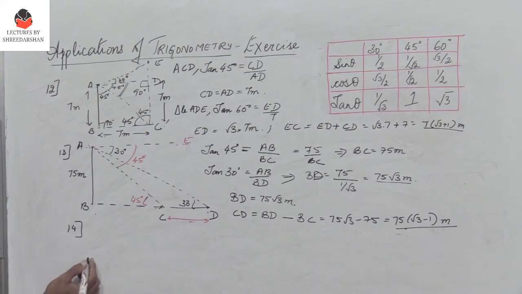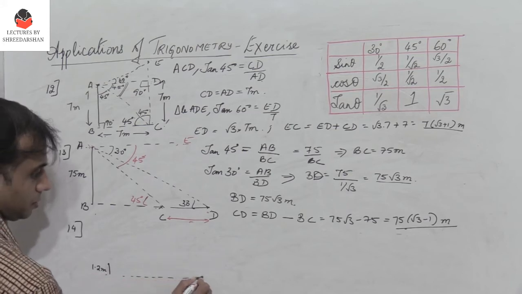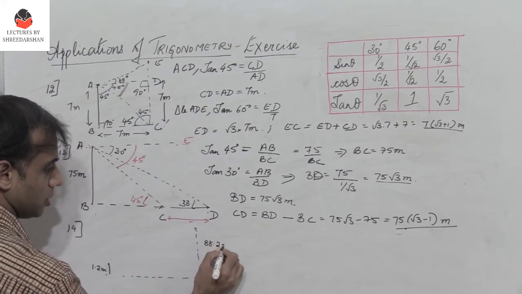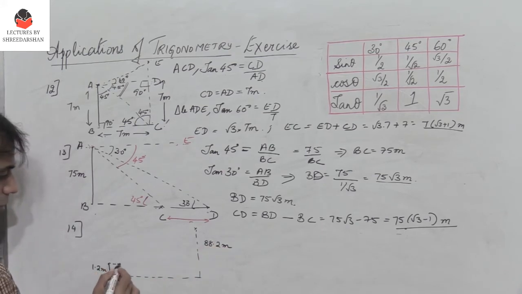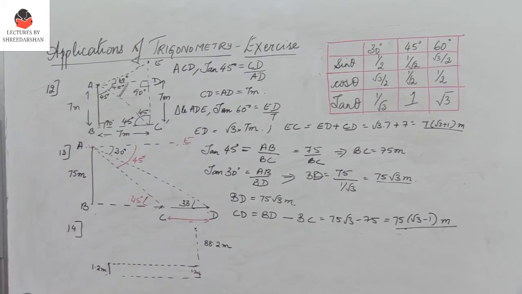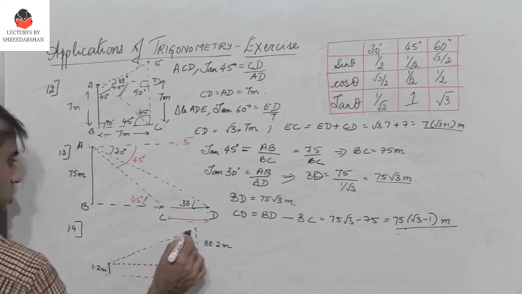So the next problem is very interesting. There's a girl of height 1.2 meters and she spots a balloon. Let this be the ground, at a height of 88.2 meters. Okay, so this is her height, which is 1.2. The angle of elevation from her eyes is 60, right? So she spots a balloon here. So this is 60.